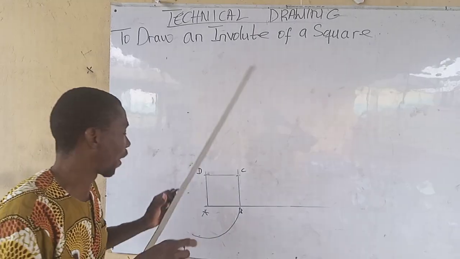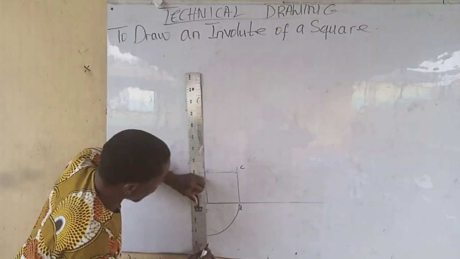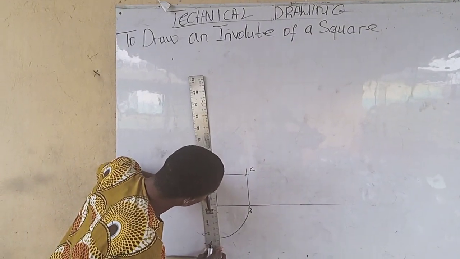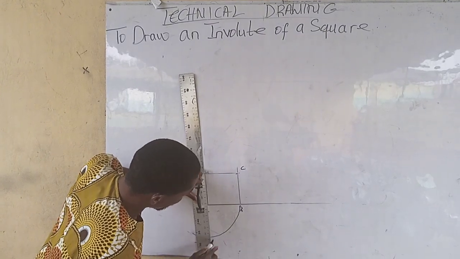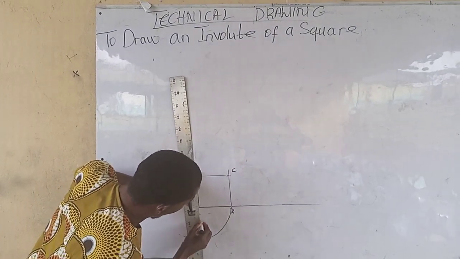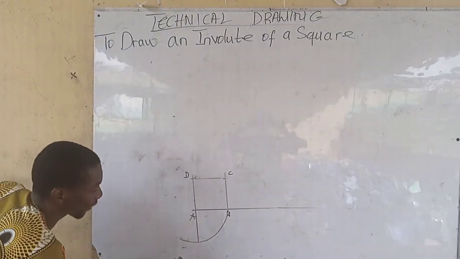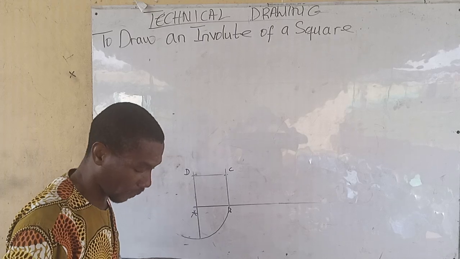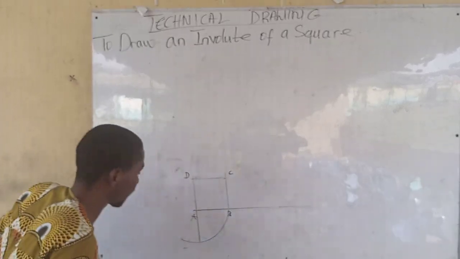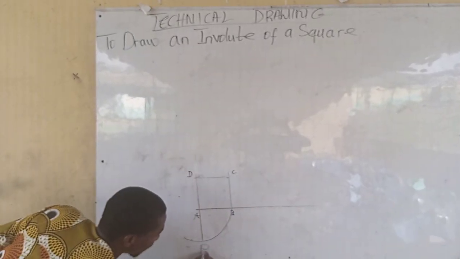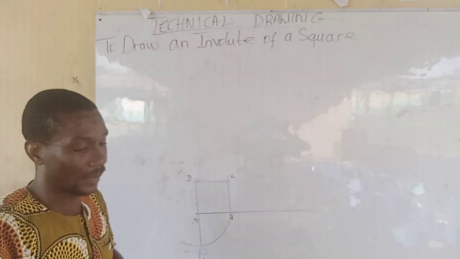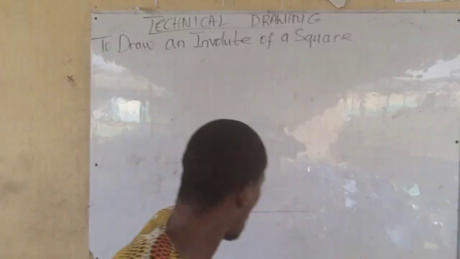So at this point, you join A to where you have your arc. Very wonderful. So at this point, I will label this side as my P1. That is my point 1.